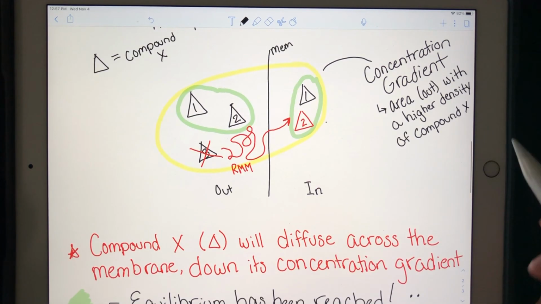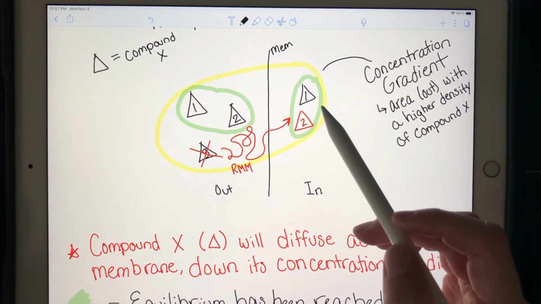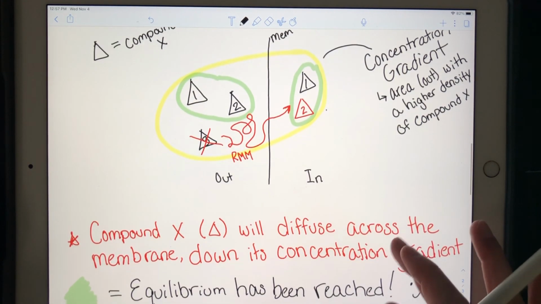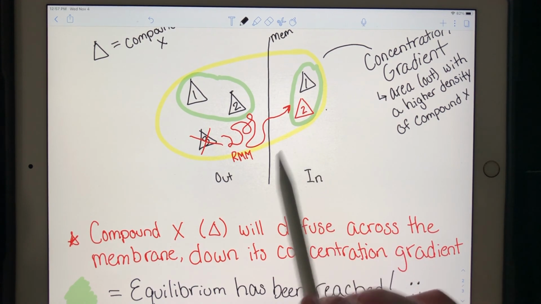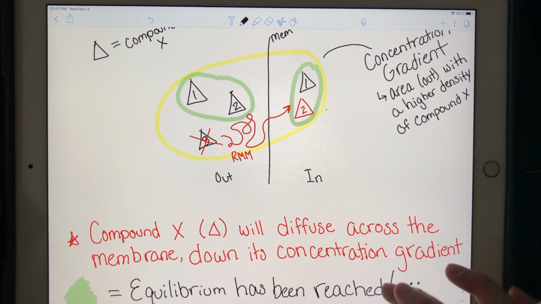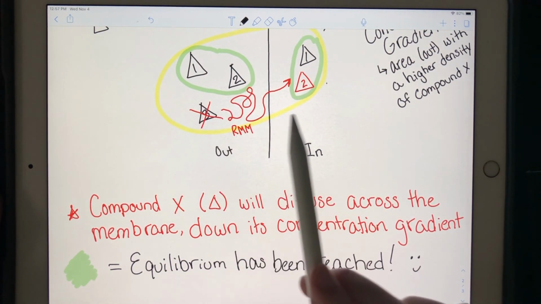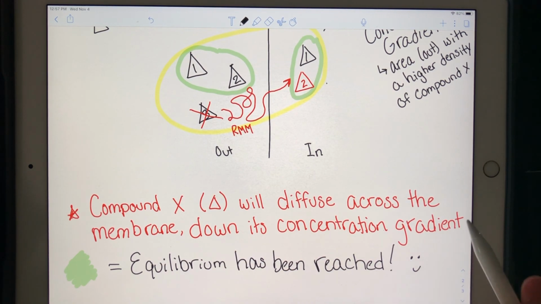So we had compound X. Originally, there was a concentration gradient that we had to deal with because we had 3 on one side and only 1 on the other. But one of them diffused across the membrane down the concentration gradient from high to low. And then as a result, you have 2 on one side and 2 on the other, and equilibrium is reached. Hooray!